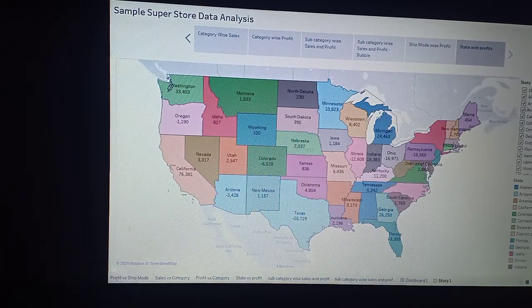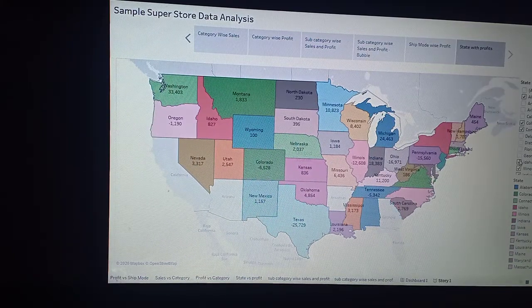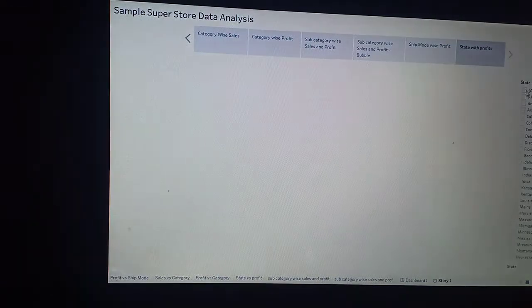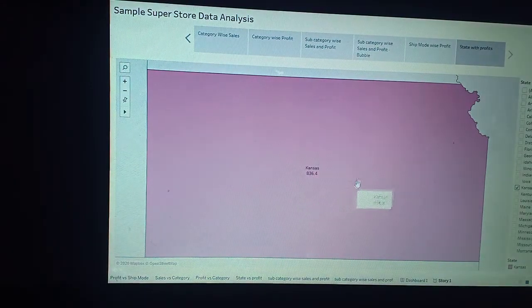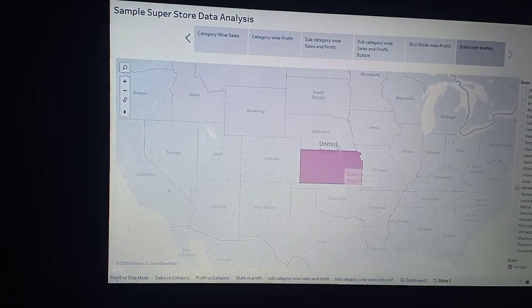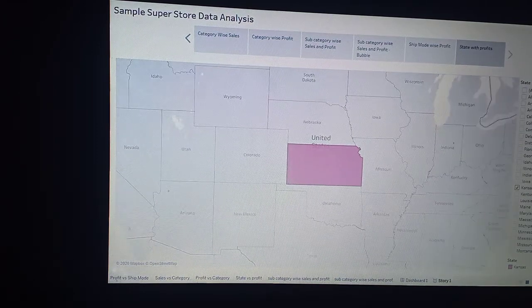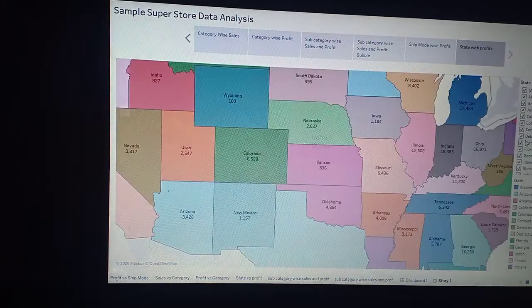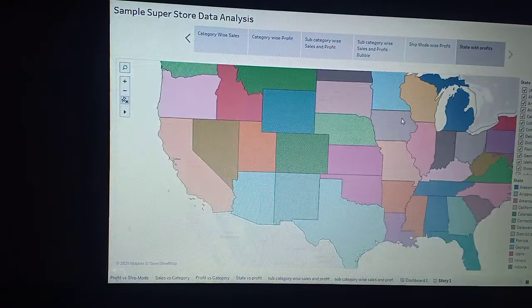So we can check mark also the states which we don't want, or the states only which we want to see. The Kansas, okay, 836 is there, so I can just zoom out. This is the Kansas state, 836. You can take Kentucky also, Louisiana also. So like this, you can take the whole United States into account.